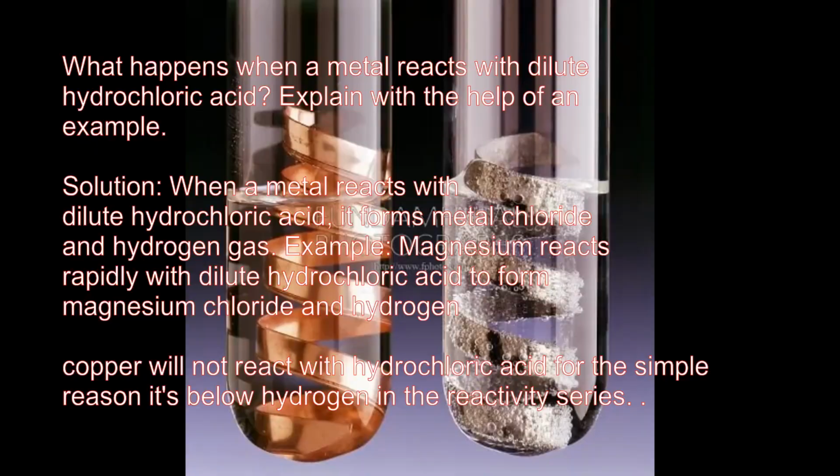Solution: silver. What happens when a metal reacts with dilute hydrochloric acid? Explain with the help of an example. Solution: when a metal reacts with dilute hydrochloric acid, it forms metal chloride and hydrogen gas. Example: magnesium reacts rapidly with dilute hydrochloric acid to form magnesium chloride and hydrogen.